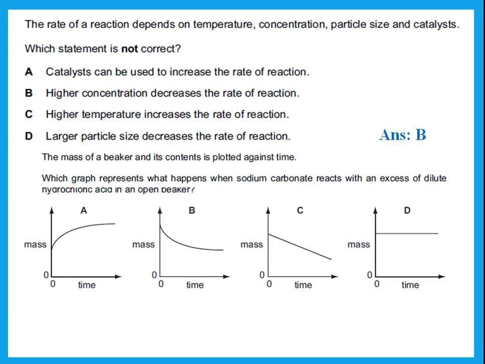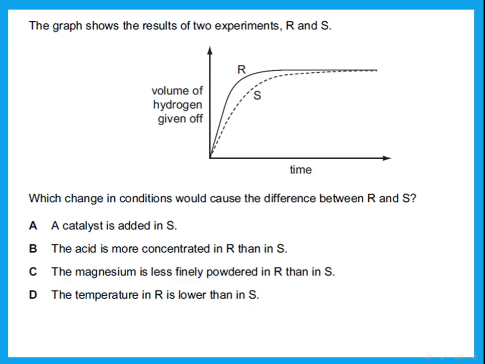Okay, which graph represents what happens when sodium carbonate reacts with excess acid? Now remember that carbonate with acid will give out a gas, carbon dioxide gas, and we said any reaction that gives out a gas, the mass of the reaction would decrease. So my answer is B. Remember that if no gas is given off or nothing escapes from the reaction, then I will have the graph D, in which the mass does not change.